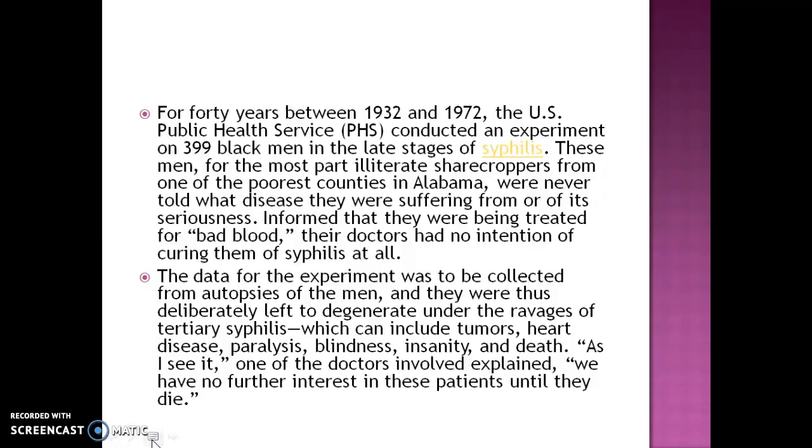So they were left to degenerate and get all of the side effects that tertiary syphilis can entail, which would be tumors, heart disease, paralysis, blindness, insanity. As one of the doctors said, we really have no further interest in these patients until they die.